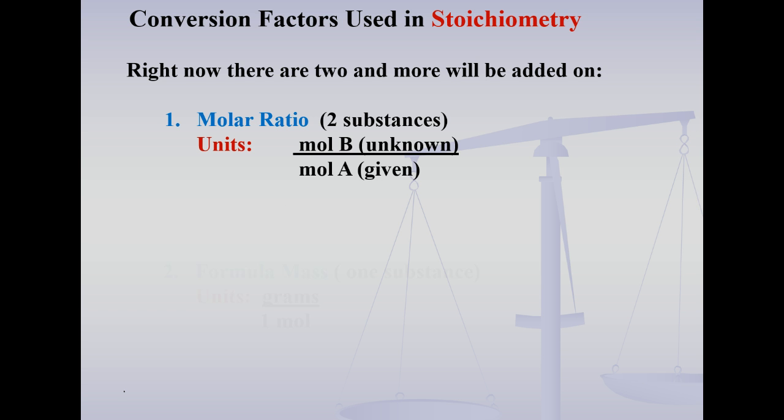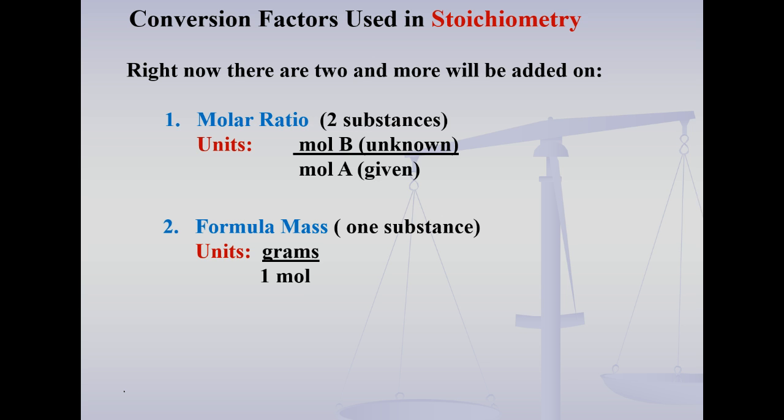The second is the formula mass. The formula mass is for one substance, and the unit for the formula mass is grams over 1 mole. So both of these are going to serve as conversion factors in stoichiometry problems.